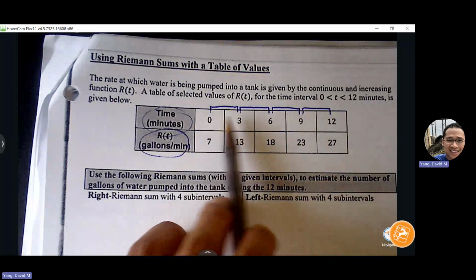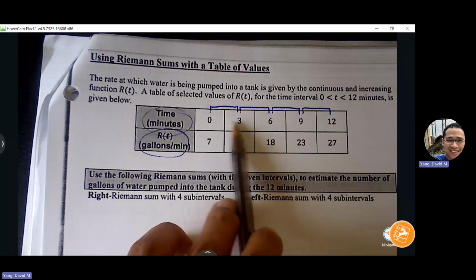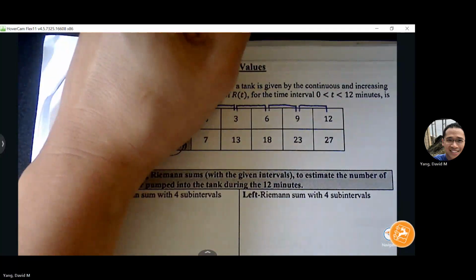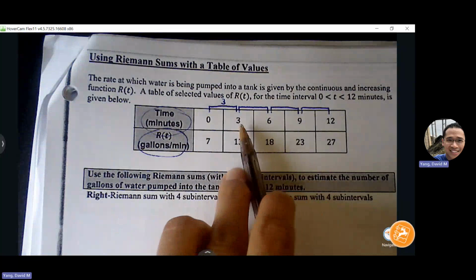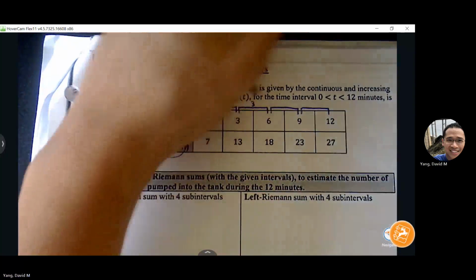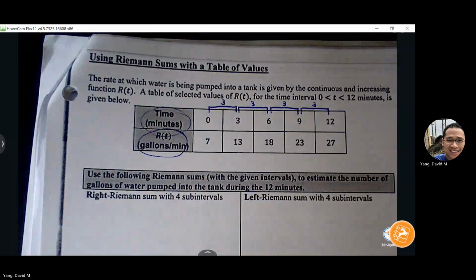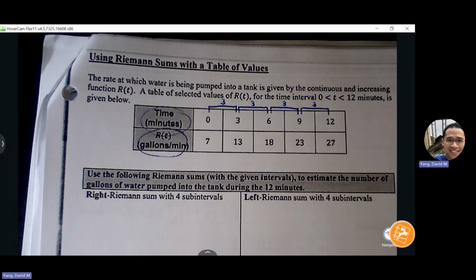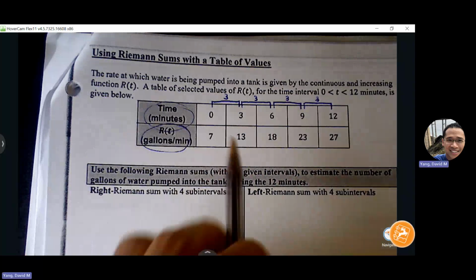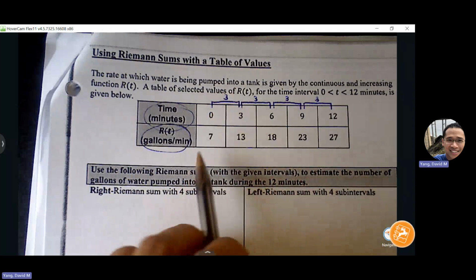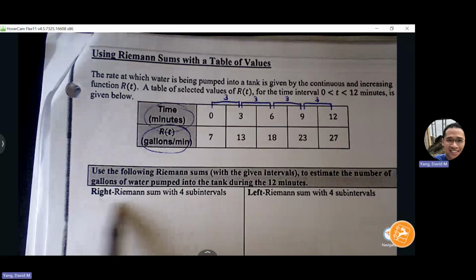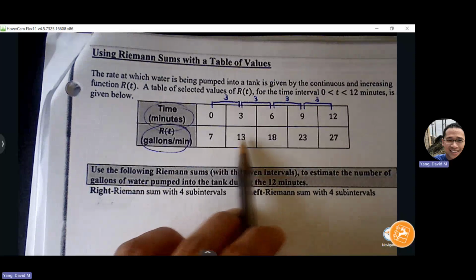So you always want to subtract. Don't add, subtract. So 3 minus 0, that's a width of what? 3. 6 minus 3, 3. 9 minus 6, 3. 12 minus 9, 3. Now, for the most part, you're not going to have equal uniform width. AP exams, they love to give widths that are different, but in this case, they're the same. So my first subinterval, my width is 3, and the height, I want to choose the height that is coming from the R of t.